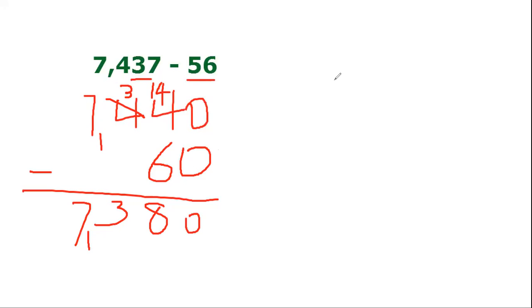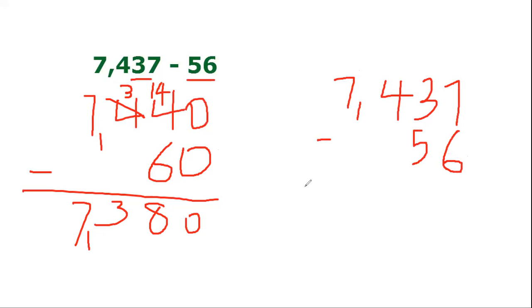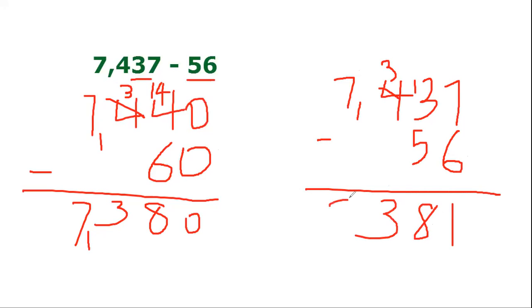Let's go and check the actual. So what is the actual? Let's see the actual. So 7 minus 6 is 1. 3 minus 5 cannot be. So we are going to have 3 here. And then this is 13. 13 minus 5 is 8. And then 3 and 7.